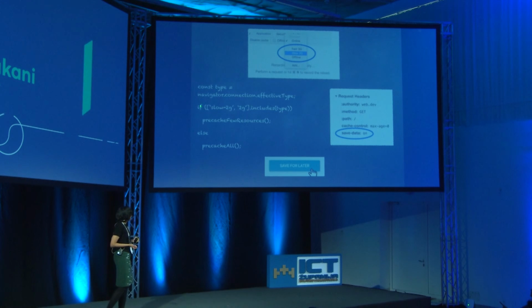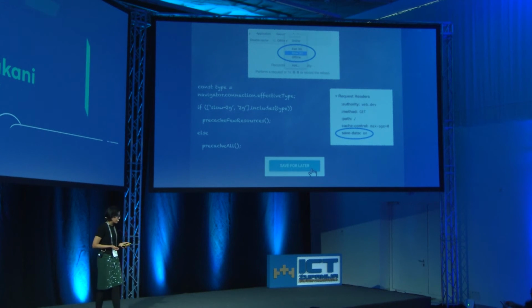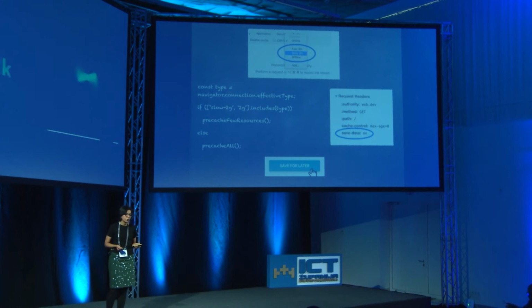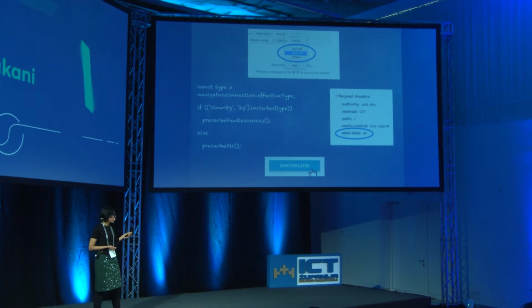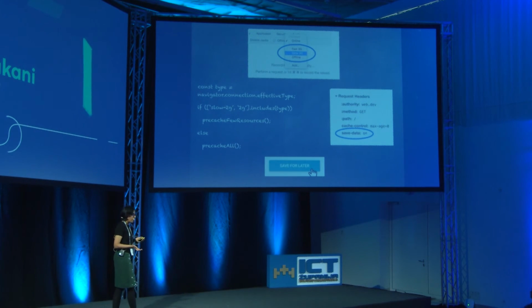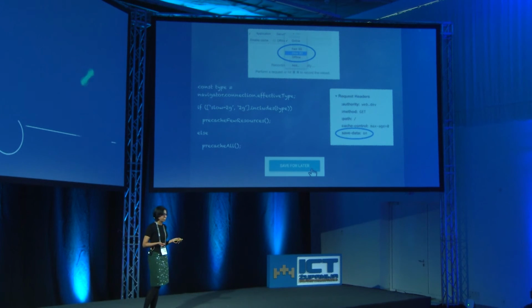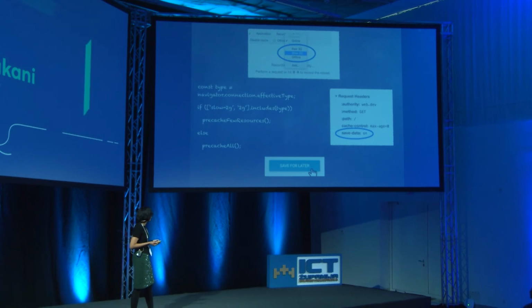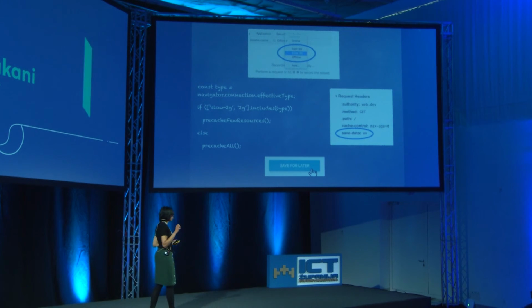Another thing we can do is look at Navigator connection effective type. Now, this lets you deduce what kind of network your user's on. And if they're on slow 2G, 2G, slow 3G, we can choose not to cache aggressively. We can choose to only pre-cache critical resources. And vice versa, if the user is on Wi-Fi, that's a time to actively prefetch all the resources we may need in the future.